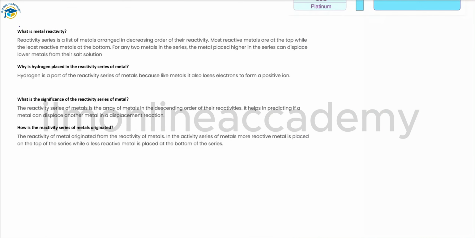Second one is, why is hydrogen placed in the reactivity series of the metals, hydrogen and also carbon? As I already told you, this is only for comparison, or we can also use it for the extraction of the metal from their ore. So hydrogen is part of the reactivity series of the metals because hydrogen has both properties. We have also discussed the properties of hydrogen in our previous chapter. Hydrogen can form H positive and also H negative ions, right? So when hydrogen loses an electron, it forms H positive ions. This is the property of the metals, that they form the cation or the positive ion. That's why we are placing hydrogen in the reactivity series.